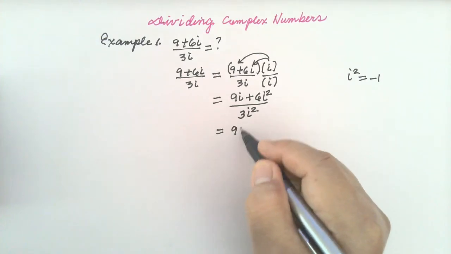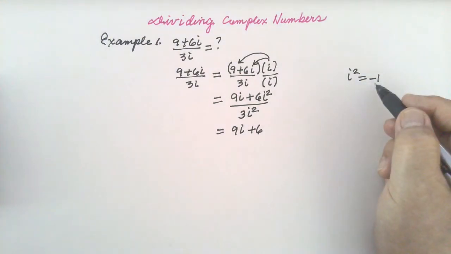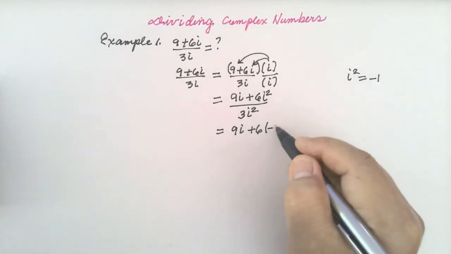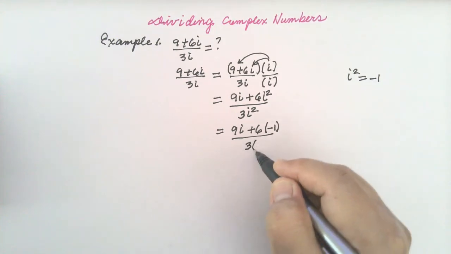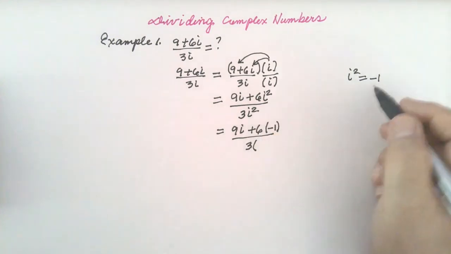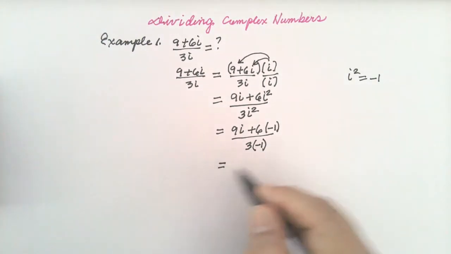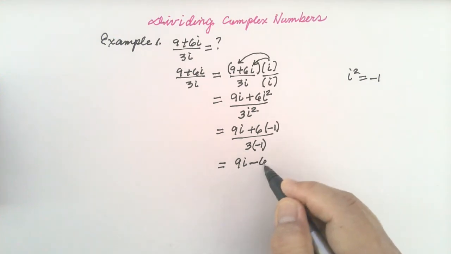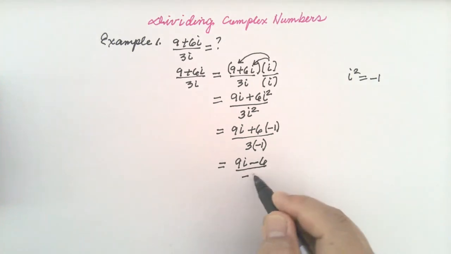So replace i squared by negative 1, since i squared is negative 1. All over 3 times, replace this also by negative 1. Okay, so 9i, positive times negative is negative, so this will become negative 6 over negative 3.